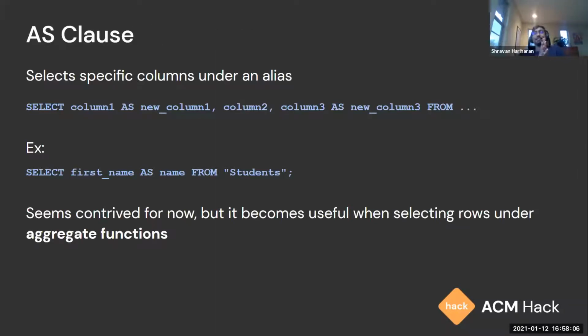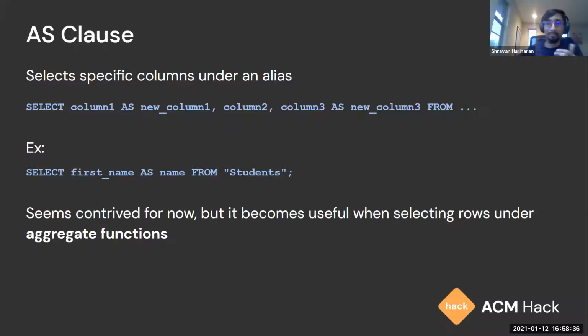Please no. All right. The as clause. So we're going to go further and further in depth into the select query because this query is so important. So the as clause selects specific columns under an alias. So all that means is it's just renaming the column. So in an example, we just have select first name as name from students. So all you're doing is the output column name is different. While it does seem contrived for now, it'll become very useful when selecting rows under the aggregate functions.